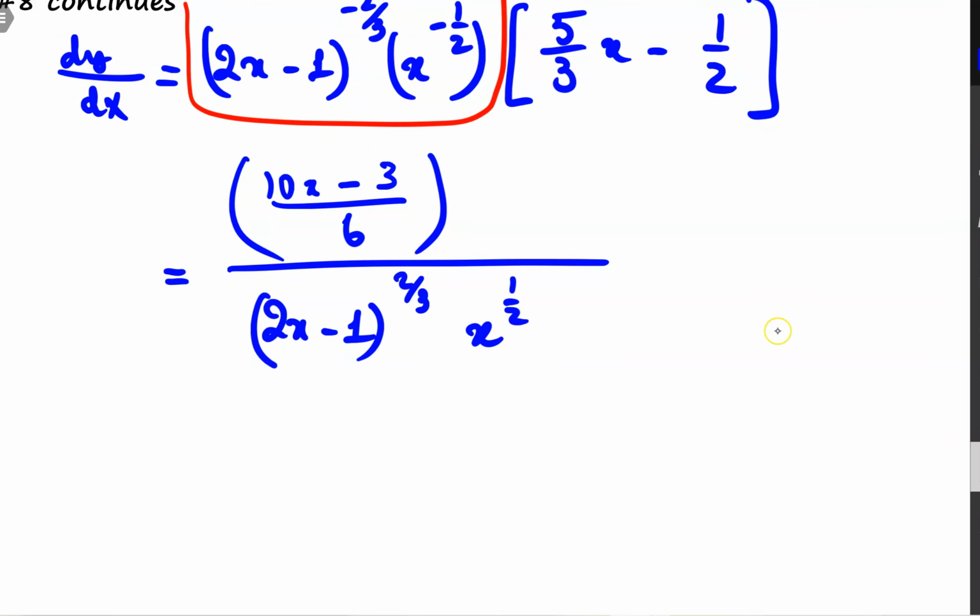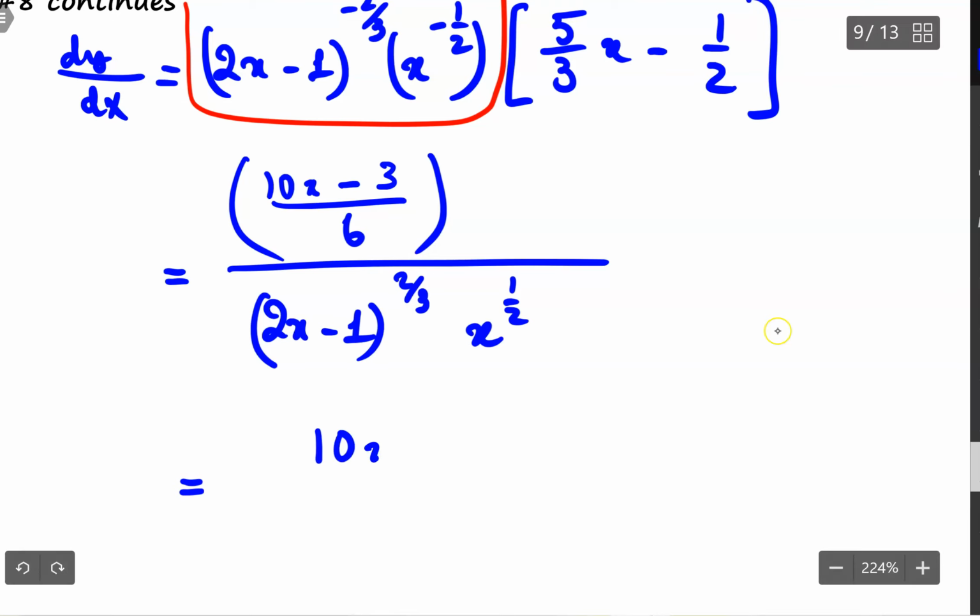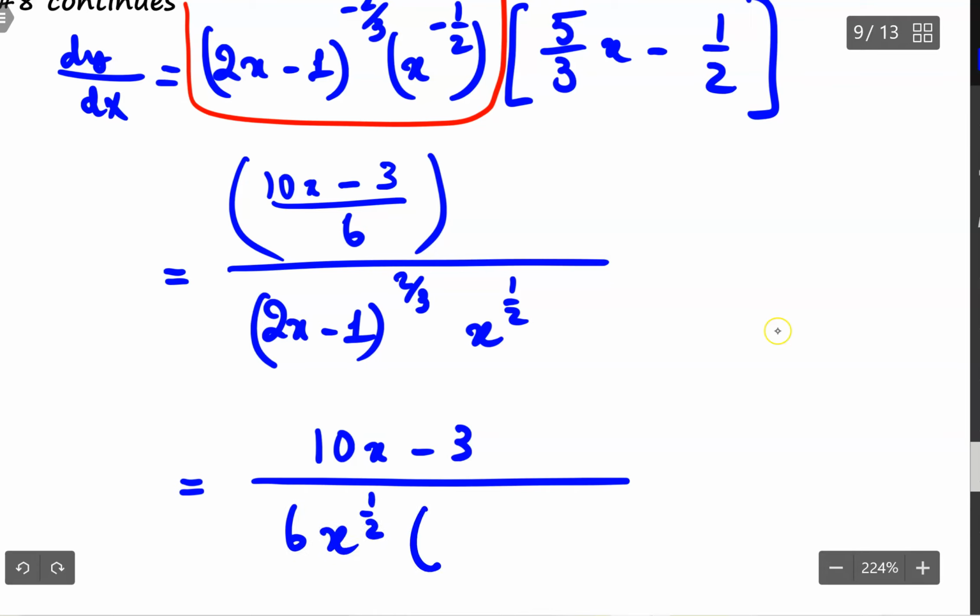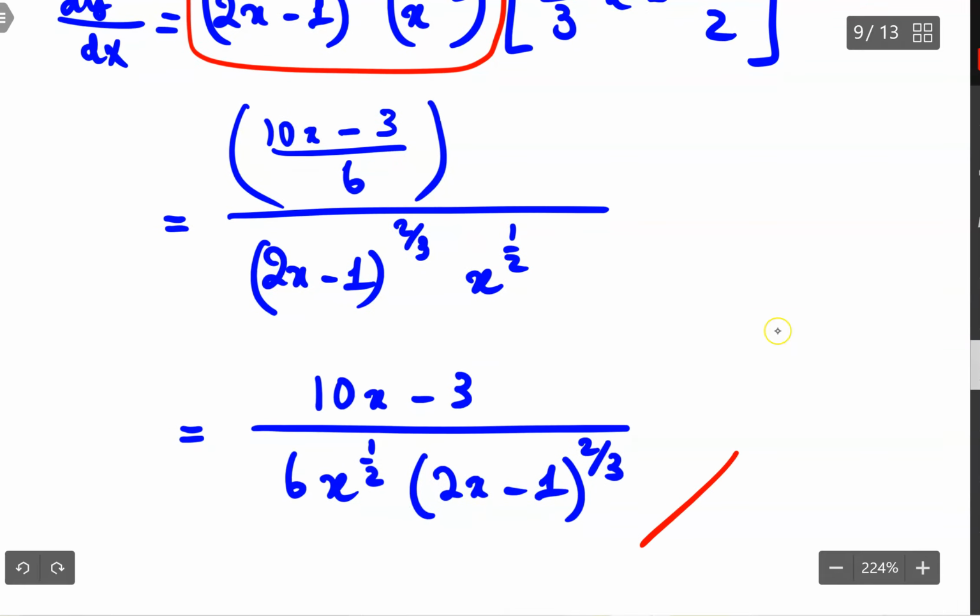So what you are doing now is rewriting this as just a fraction: 10x minus 3, everything divided by 6 times x to the 1/2 times 2x minus 1 to the 2/3, as my final answer. All right.